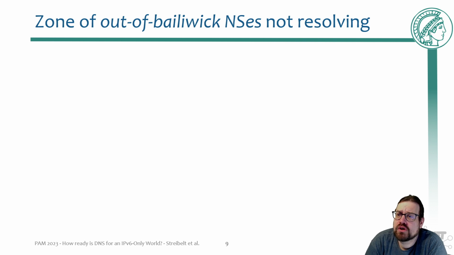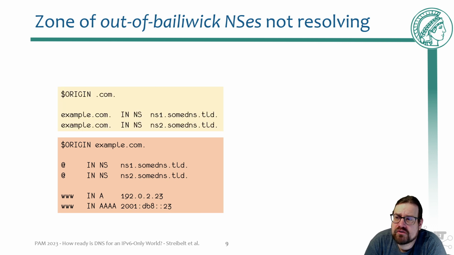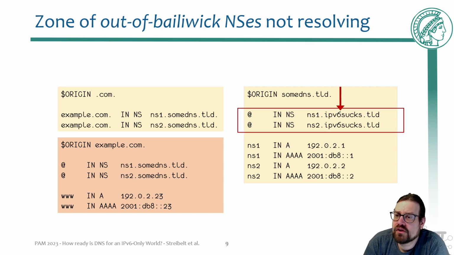The second example shows how indirect dependencies can make misconfiguration very hard to spot. Again, look at a perfectly configured example.com zone that uses two external name servers in someDNS.tld. The delegation in the parent zone also is set up correctly, and the name servers have AAAA records configured in their zone. However, the zone of the name servers someDNS.tld uses name servers in yet another zone, and this zone apparently cannot be resolved using IPv6. This breaks IPv6 resolution, as the IPv6 addresses of the name servers cannot be retrieved.